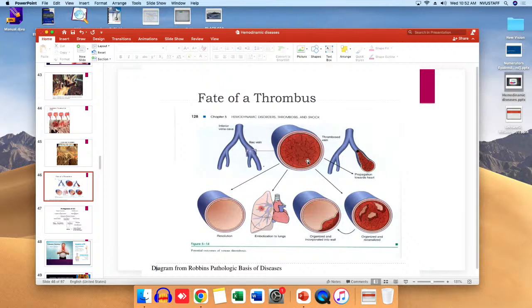The next lecture will be about thromboemboli, infarction types and infarction, and about shock. In your midterms, everything will include today's lecture. From the next lecture, I will not include thromboemboli. No, this will not be included. Everything is written in your syllabus.